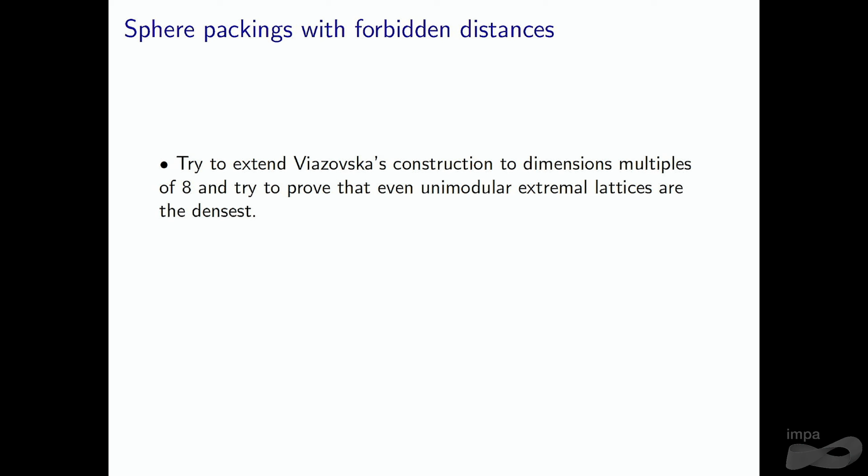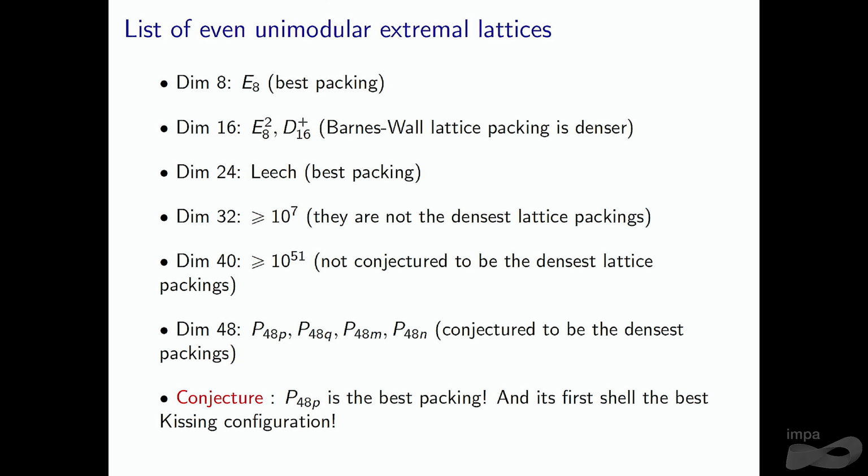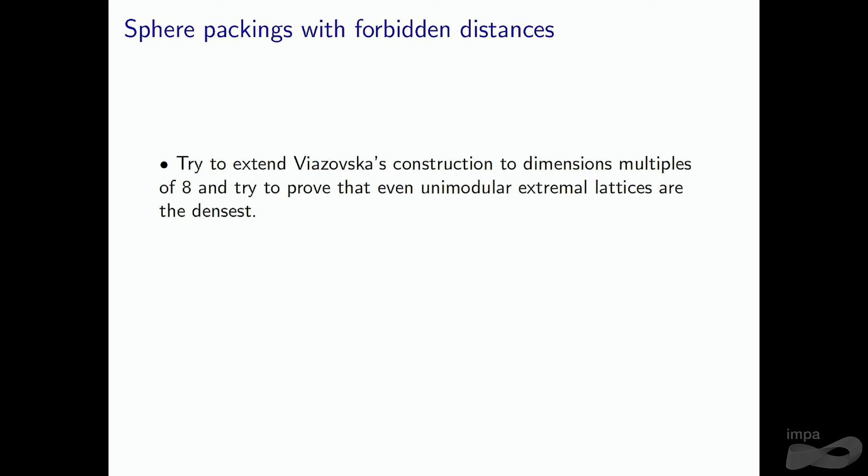So we try to extend Viazovska's construction to dimensions multiple of 8, and try to prove that even unimodular extremal lattices give you the best sphere packing. So as I said, the first dimension after 8 and 24 that is conjectured to be the best is 48. So we jump to 48 dimensions. And so we begin by trying to apply the Cohn-Elkies linear programming bounds. And we found some problems regarding the signs of the function and its Fourier transform.